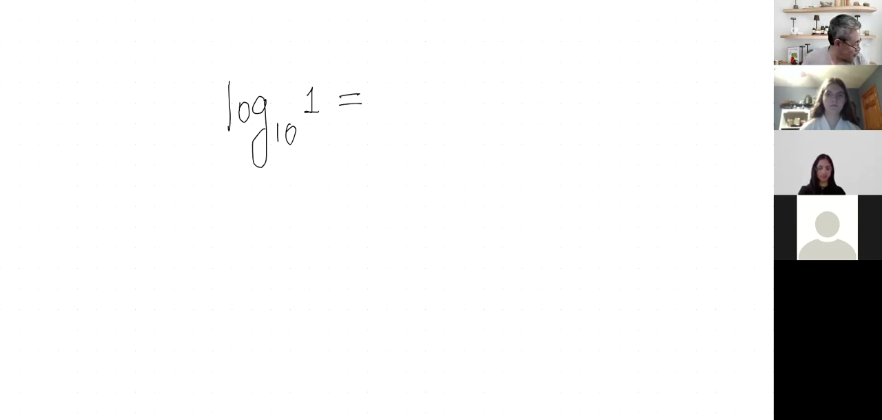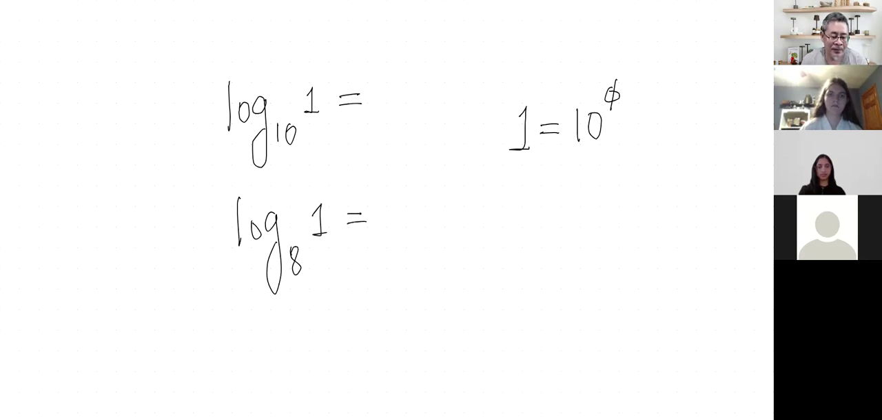Log of 10 to the 1... what do you get? 0. Because why? Because 1 is 10 to the 0th power, right? Okay. How about if I write it as log base 8 of 1? What we have is still 0, because 1 is any base to the 0th power. So it doesn't matter what base I am, this is always 0. Good.